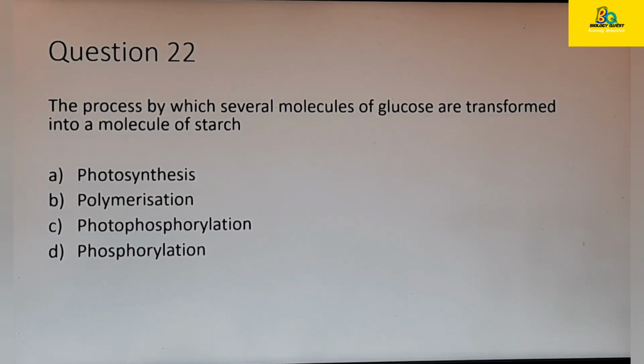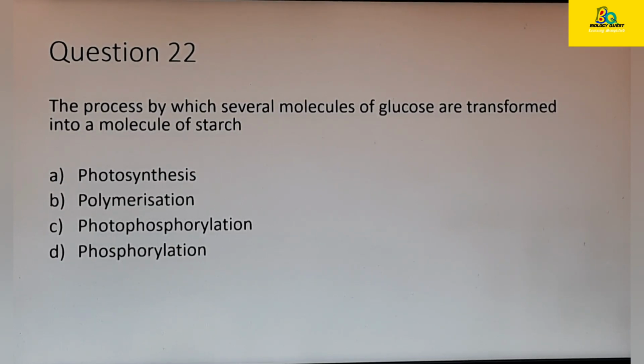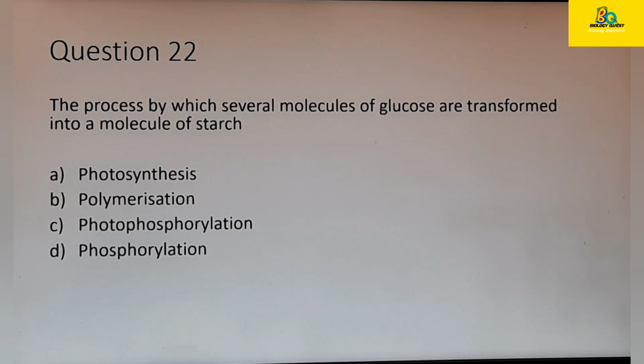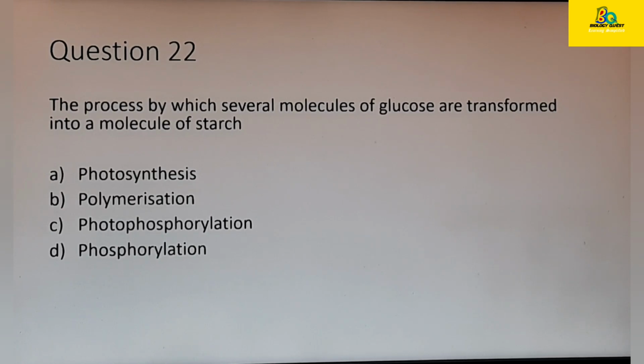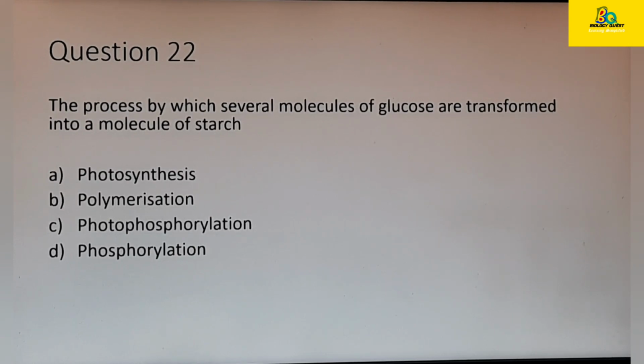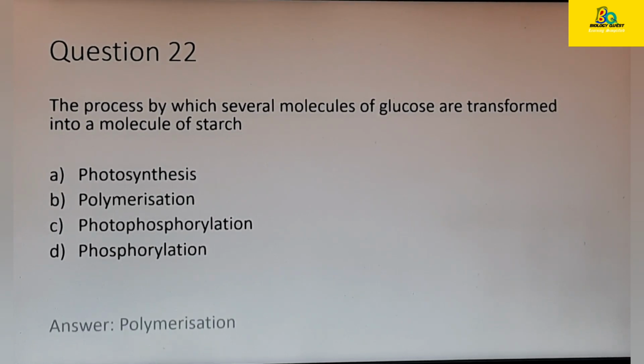Okay, when this reaction occurs in presence of light, here in photosynthesis, the formation of ATP is linked with light energy. There is the presence of light energy there, so that is why it is called photophosphorylation. Since light energy is used in the synthesis of ATP, it is called photophosphorylation. Now, what is polymerization? Yes, polymerization is the process by which starch molecule is synthesized from several molecules of glucose. So, the correct answer is option B, polymerization.